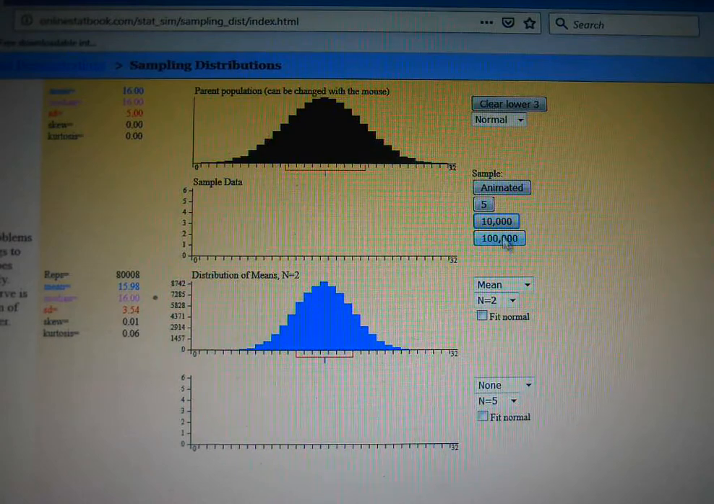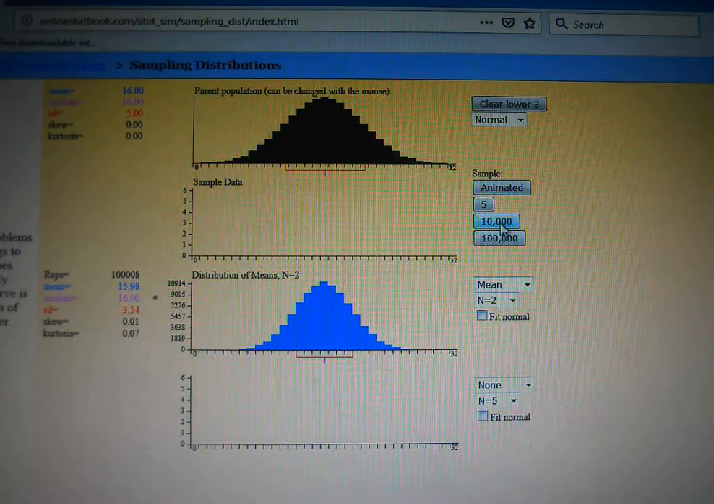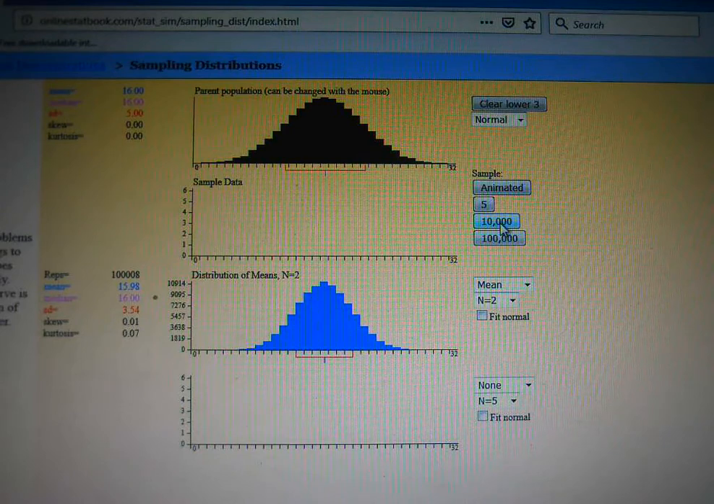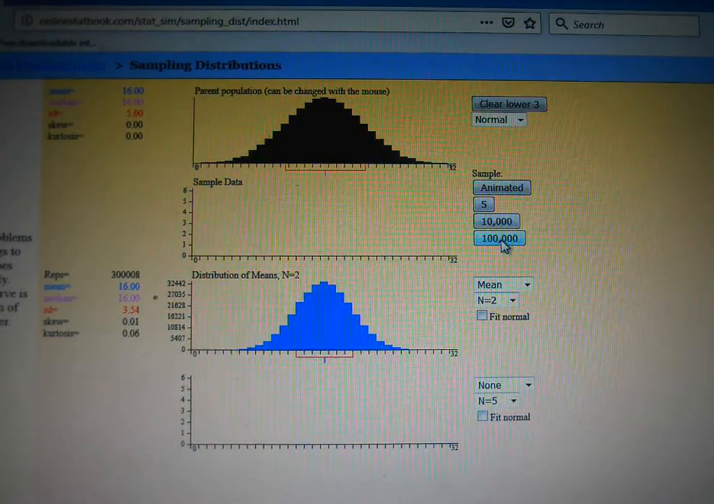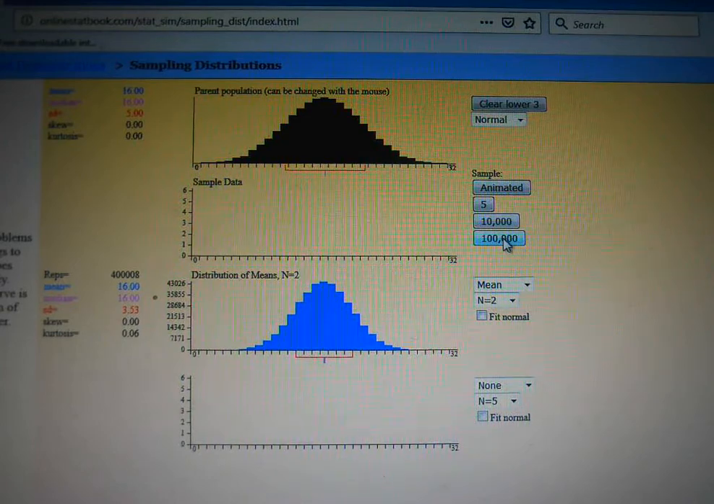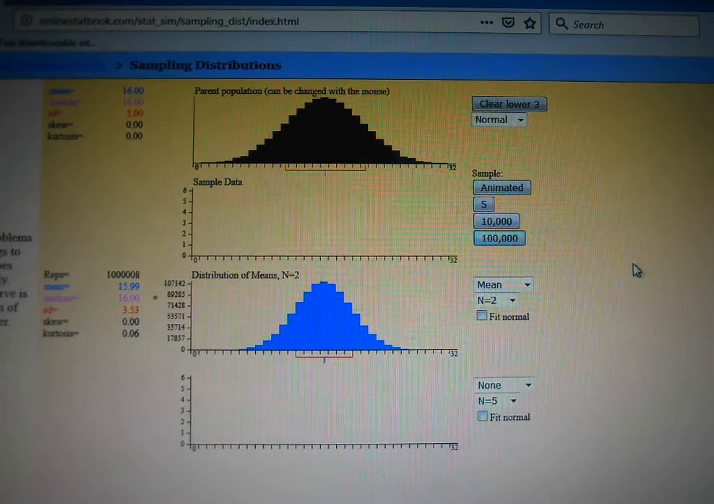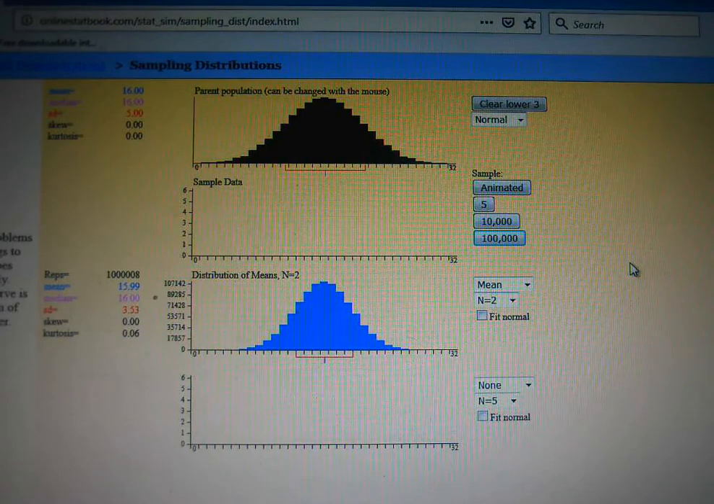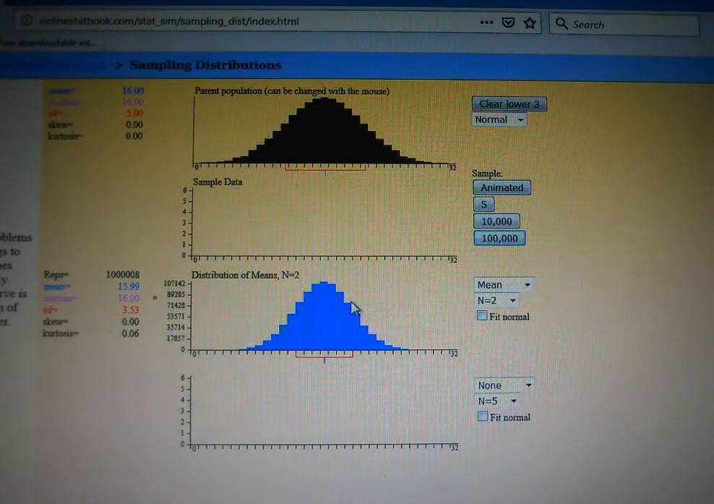Okay, if I do 100,000, there's 100,000 repetitions. If I do 100,000 more, well, now I'm up to 200,000, 100,000 more. So if I do that several times, I'll eventually get to like 1,000,000 repetitions, or samples of size 2. Okay, so there's about 1,000,000 samples of size 2. And we notice that the shape hasn't changed much after we got past about 30,000 repetitions.